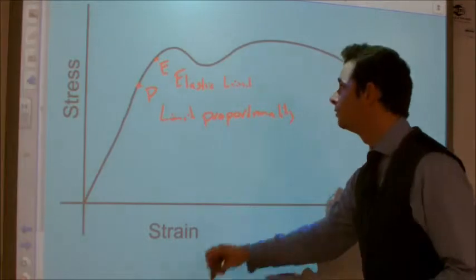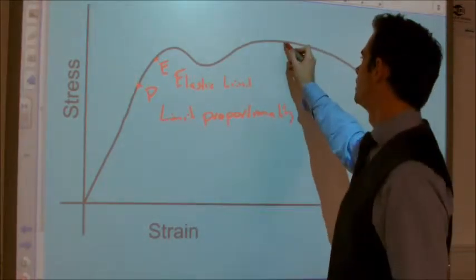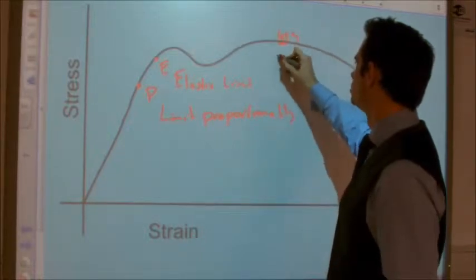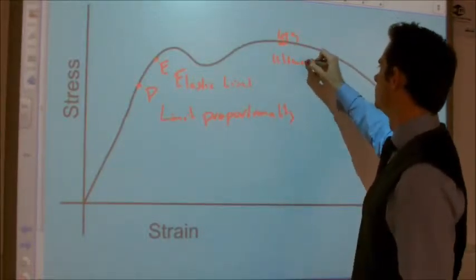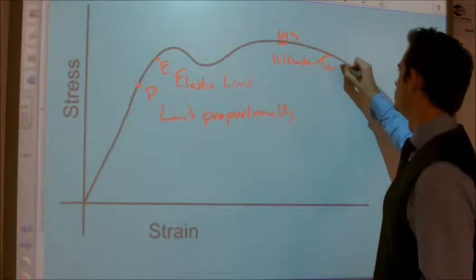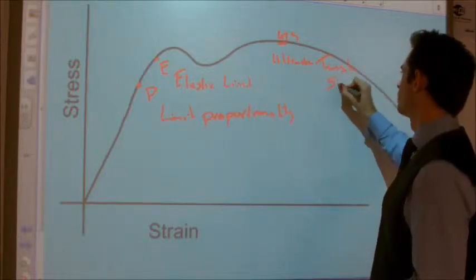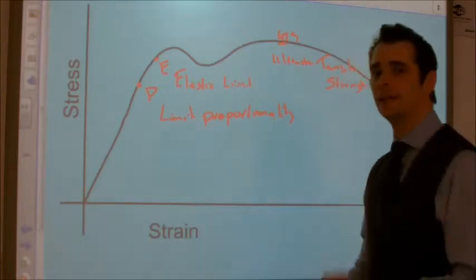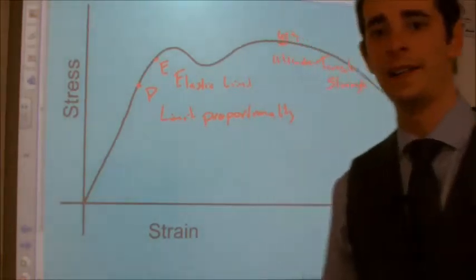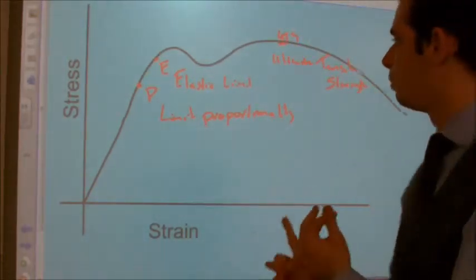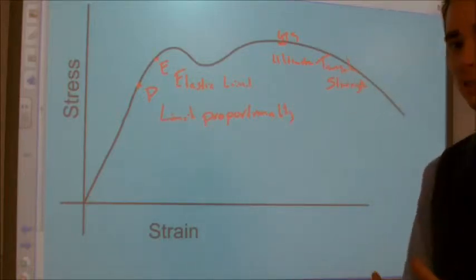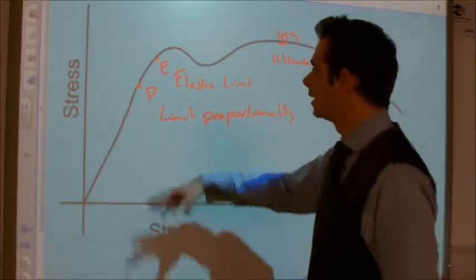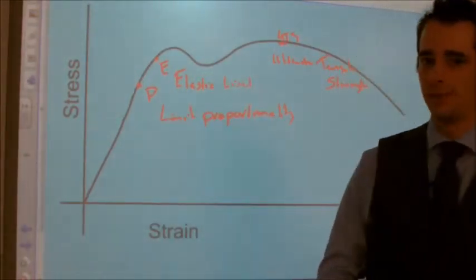And then finally, the final key area that I want to point out is this point here, the UTS, or the ultimate tensile strength of the material. So those three labels, make sure you've added them onto your graph: the limit of proportionality, the elastic limit, and the ultimate tensile strength, which I've just drawn onto the graph on the board here. And make sure your graph is of a similar shape to that as well.